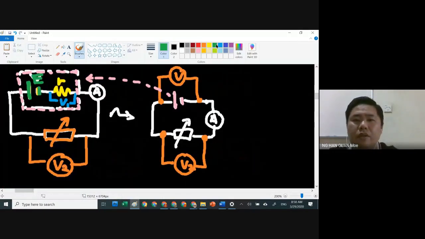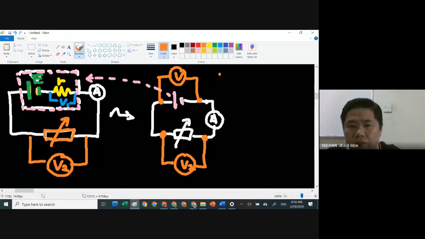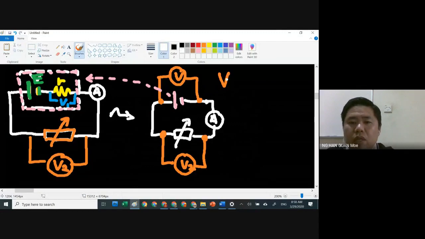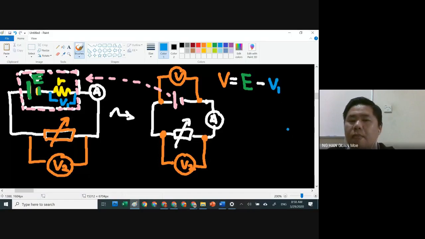Here, the V2 result, the orange color V, V2, V is actually equal to what? It is actually equal to the result of E minus V1. Right? And the V1 actually is what? V1 actually is equal to the current multiplied by the constant R.